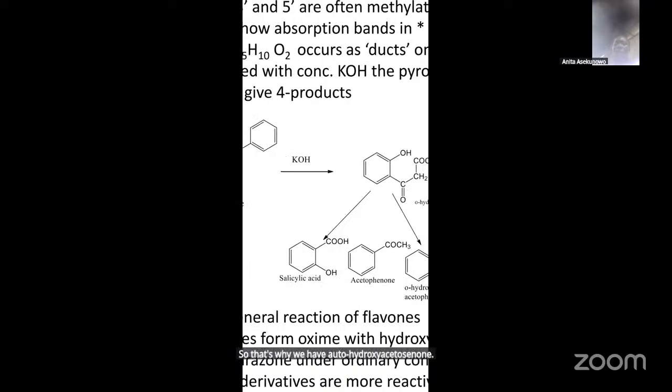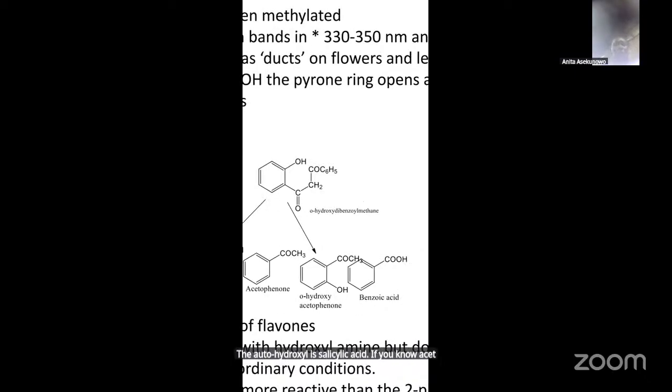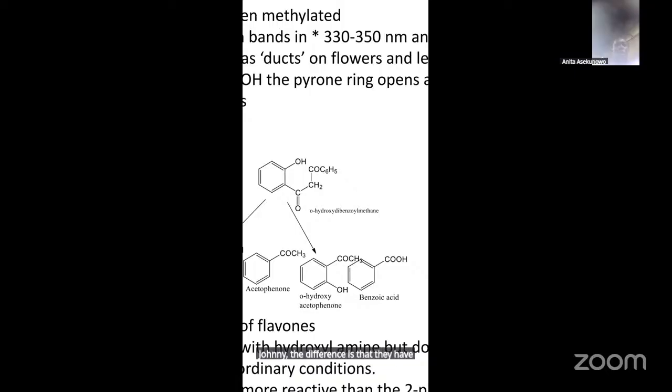So that's why we have orthohydroxy acetophenone. Salicylic acid is what we know as hydroxybenzoic acid. Orthohydroxybenzoic acid is salicylic acid. Virtually, we are having the same thing. If you know benzoic acid, the orthohydroxy is salicylic acid. If you know acetophenone, the orthohydroxy is orthohydroxy acetophenone. So with knowledge of 2 products, you're going to form 4. The only difference is that they have hydroxy in the ortho position.